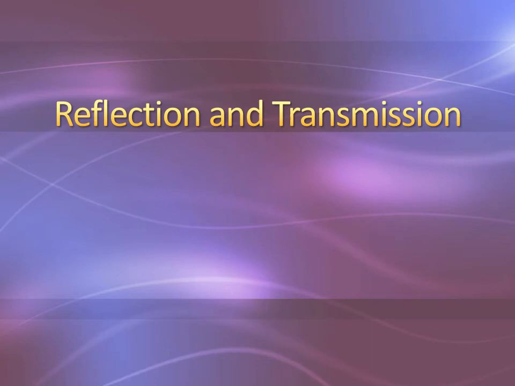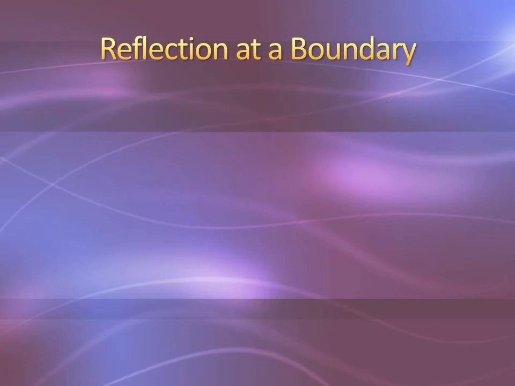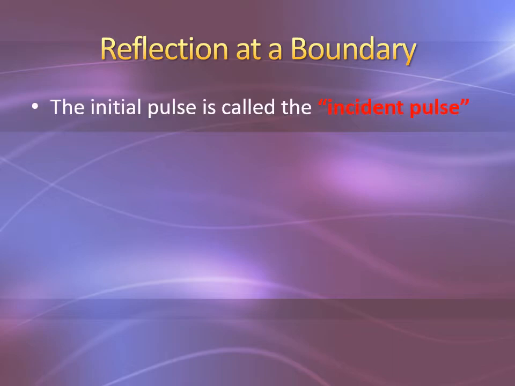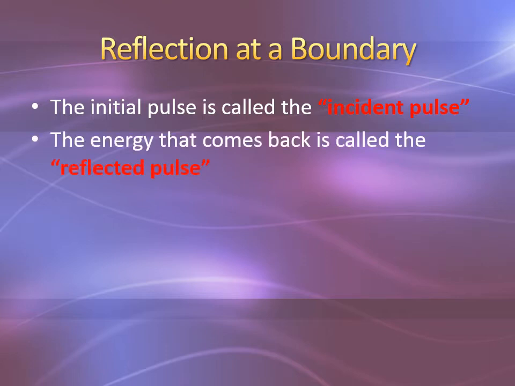Reflection and transmission. So we're going to talk about reflection at a boundary. Now, a boundary can be when a string hits a fixed object or just a different string. So the initial pulse is called the incident pulse. That means it's incoming. The energy that bounces back is called the reflected pulse. Just like if you look at the mirror, the light that's reflected back is your reflection.